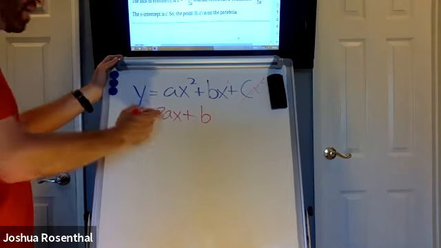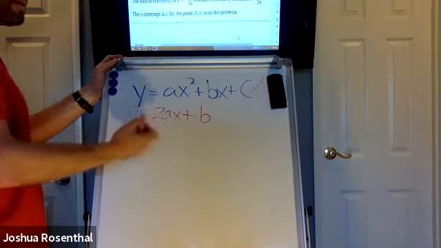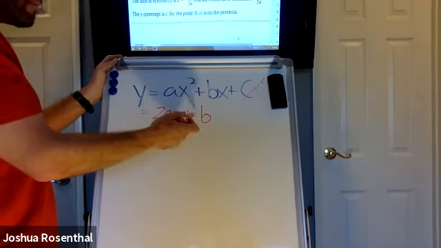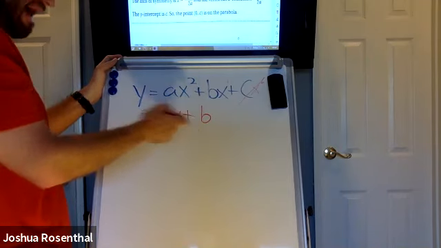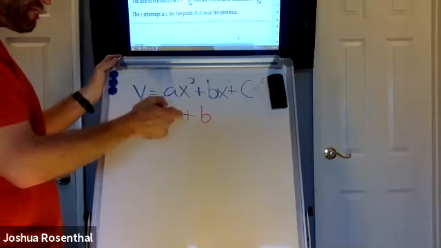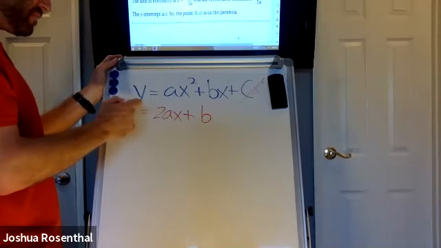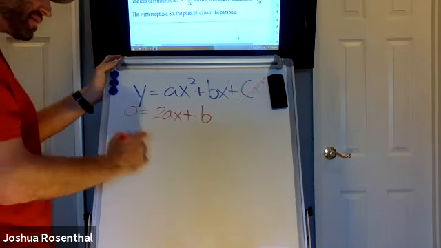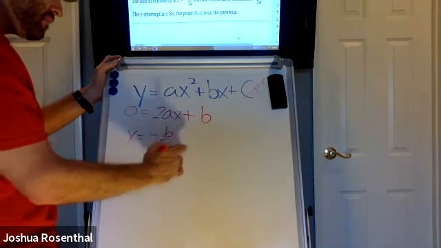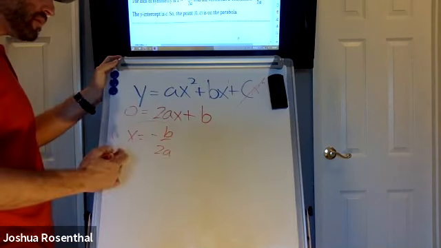Okay, and then we know that the derivative that we just did is the slope. And at the vertex, whether it's minimum or maximum, the slope of that tangent line right here in red is zero. Now it's solvable for x. Solve for x, and you get x is equal to negative b over 2a. So that is the x coordinate, all right?